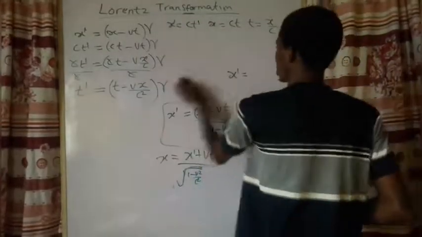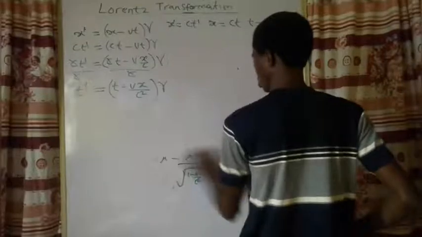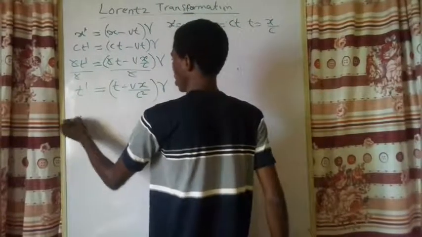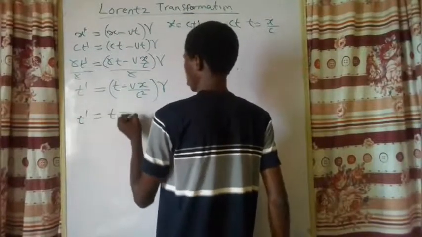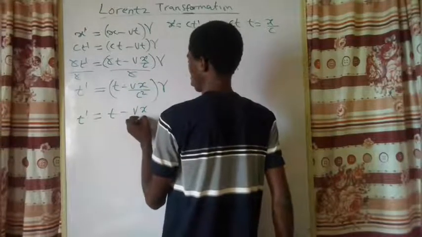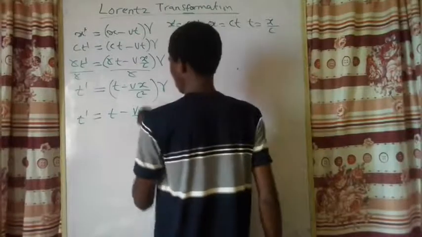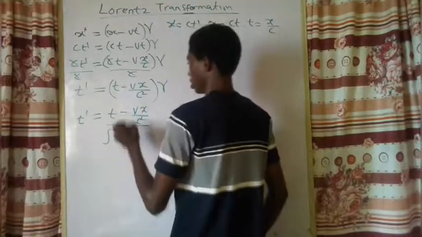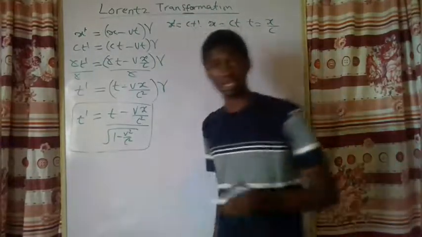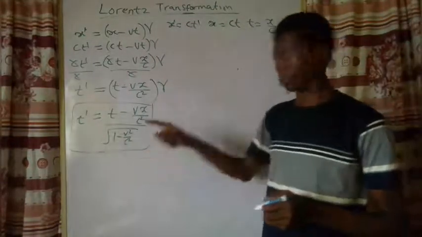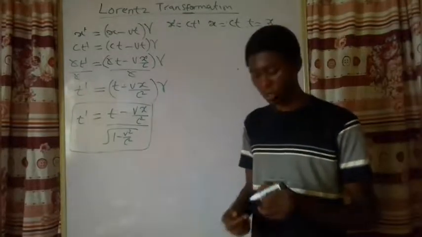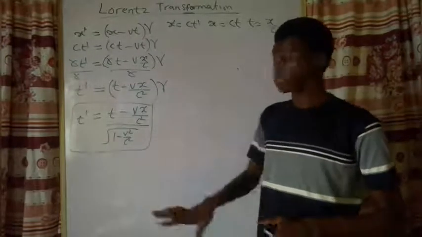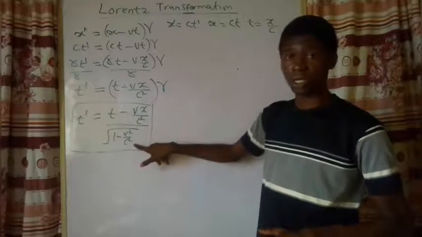So we have t prime equals t minus vx over c squared, all times gamma. Now what is gamma? Gamma is 1 over the root of 1 minus v squared over c squared. This is how we can transform time from one frame to another when objects move closer to the speed of light, because you must know that Lorentz transformation comes into play when objects move closer and closer to the speed of light.